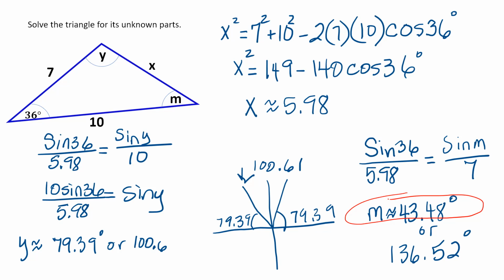So really, if you take 36 and add 43.48, it's clear that y has to be 100.6 to make the triangle add up to 180. So that would be the value of y that we would choose. So the three angles have to go together. They have to work. You can't just ignore the possibility that one of the angles in the triangle is obtuse. It could be. So always when you're using inverse sine to find an angle, or inverse cosine for that matter, you have to check the two possibilities.